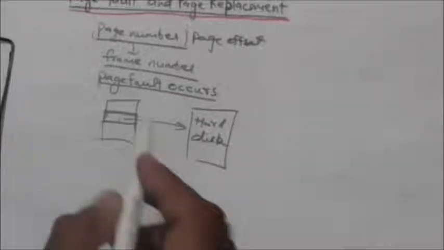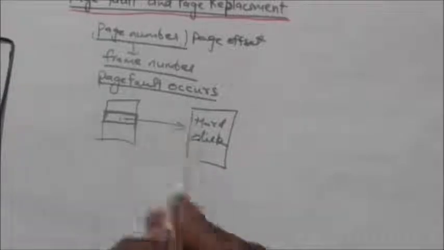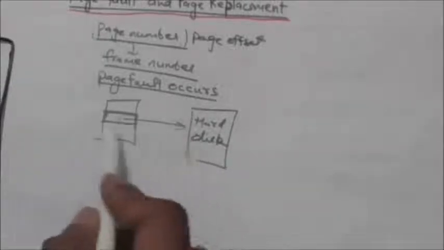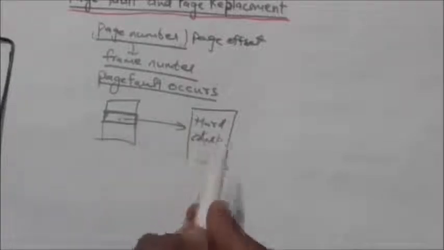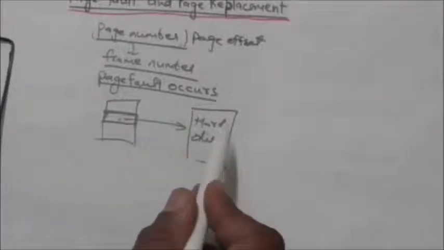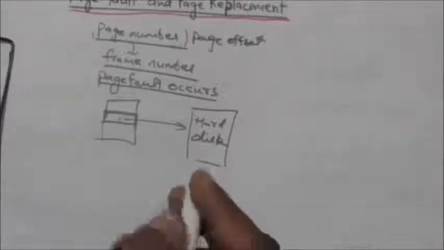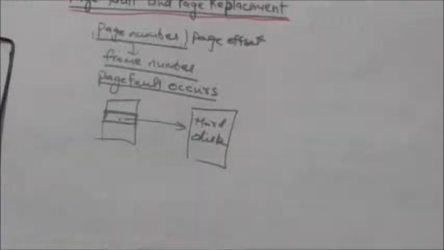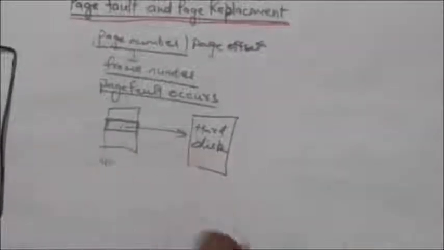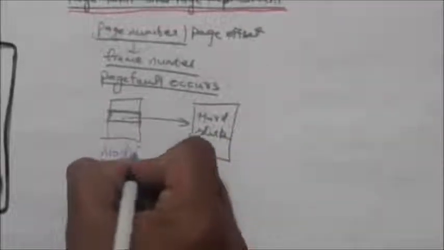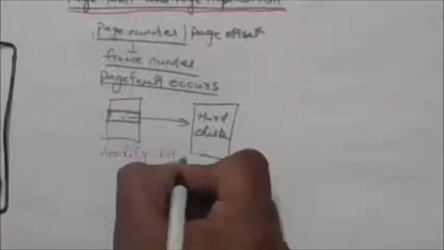Now what happens in this case? Page is being transferred two times. One page is transferred from main memory to hard disk and another page is transferred from hard disk to main memory. So it is an overhead. To overcome this overhead, one bit is kept for each page in hardware, and that bit is called the modify bit or dirty bit.